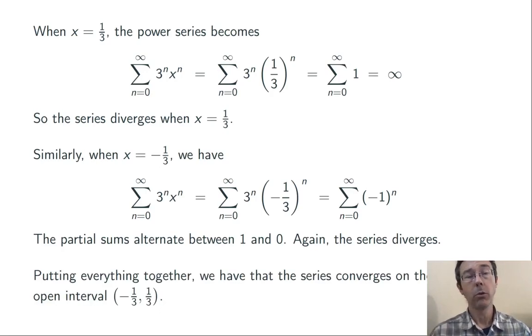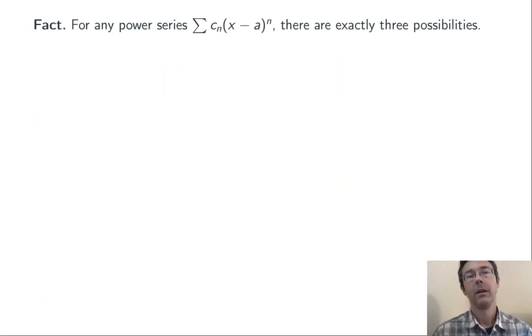Putting that together with what we learned from the ratio test, we have that this series is going to converge on the interval negative 1 third to positive 1 third. Endpoints not included. Okay, so in this last example, we saw that the power series converged on an interval from negative 1 third to 1 third. And in particular, the center of that interval was also the center of the power series.